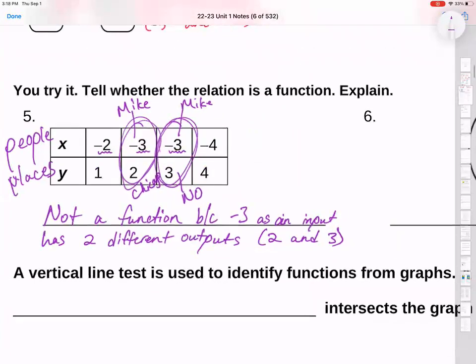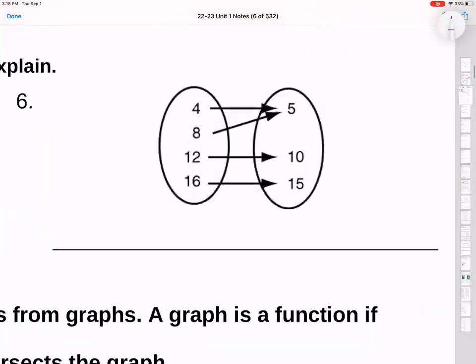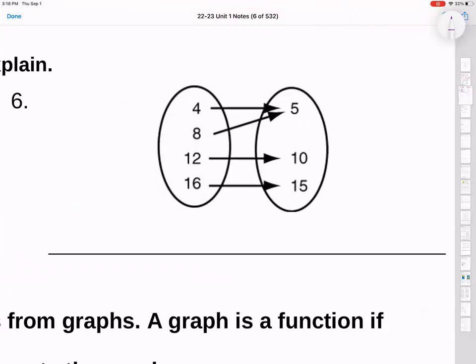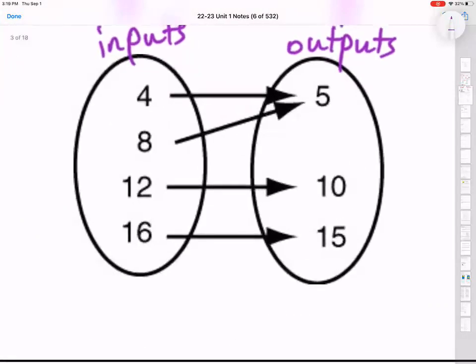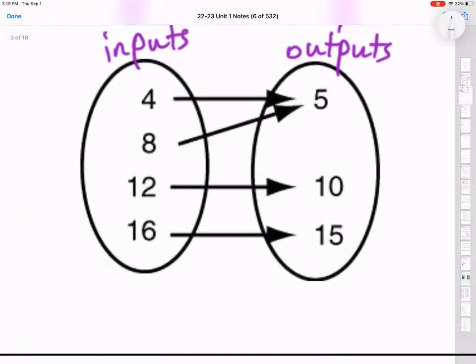Next, number 6. Here we go. Again, here's our diagram map. These are the inputs, these are the outputs. These are kind of like your X's, these are your Y's. At first we see that 4 is trying to go to 5. Well, 4 can do that. Then you have a completely different number, or person, also trying to go to the 5. That's okay. You can have two different people ending up at the same place. That's totally fine. And then 12 is going to 10 and 16 is going to 15. Nothing really exciting with those. They're just going to their own little destinations.